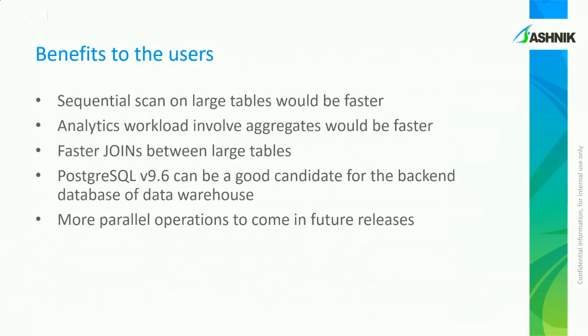Joins between large tables should be faster, as and when the Postgres optimizer chooses to use parallelism for those joins, and it should perform faster than previously. All these features make 9.6 a very good candidate for a data warehouse database. So if you're starting a new data warehouse database which has usage of analytics queries, summation, and all these things, you can use PostgreSQL very well.